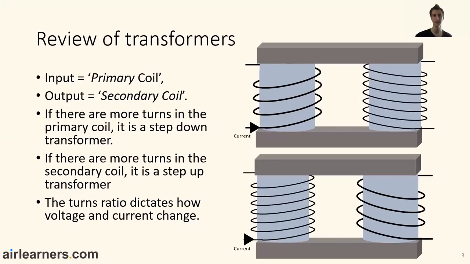So, as a review of transformers, hopefully you remember this. We have an input and an output, primary and secondary coils respectively. And in a step-down transformer, there are more coils or more turns in the primary coil. In a step-up, there are more turns in the secondary. And the turns ratio is quite literally the ratio of the turns between the primary and the secondary coil.